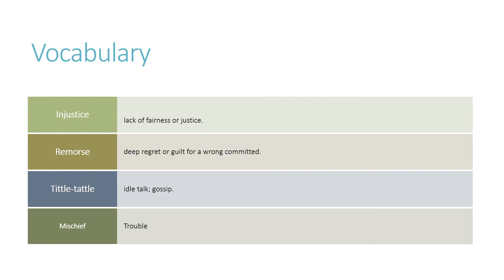That's where it's really important to understand this story. And then the next word is mischief. Mischief means trouble. So for example, when your brother or sister takes your stuff and destroys it and causes trouble, then they are causing mischief because they are making trouble.